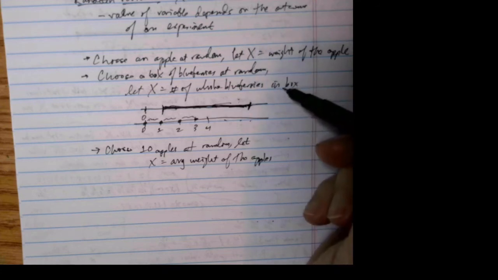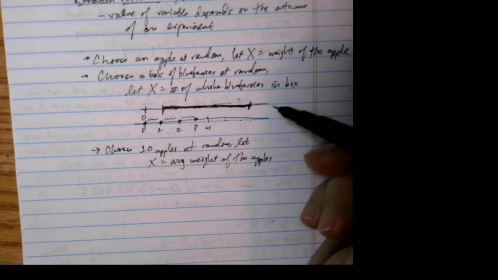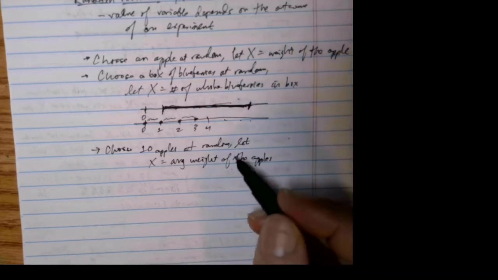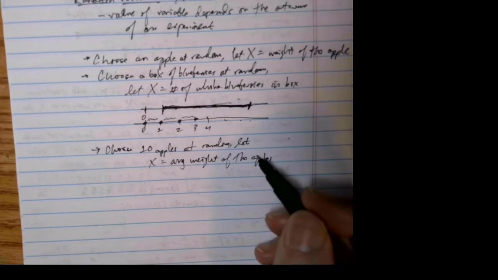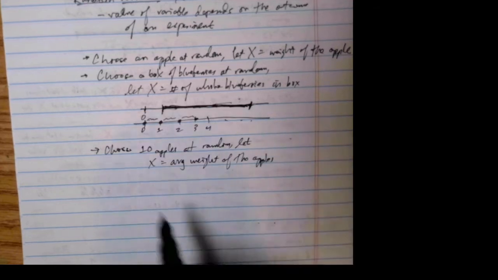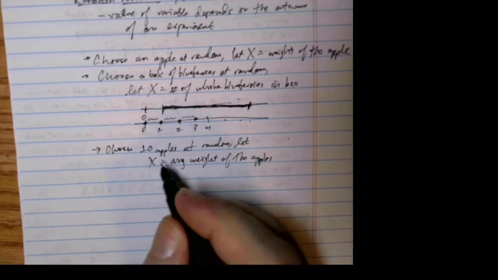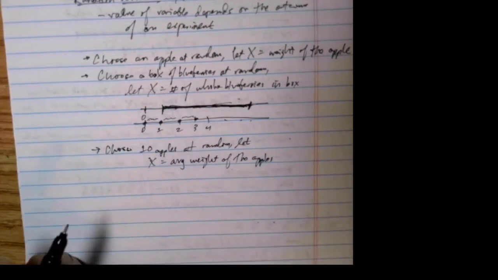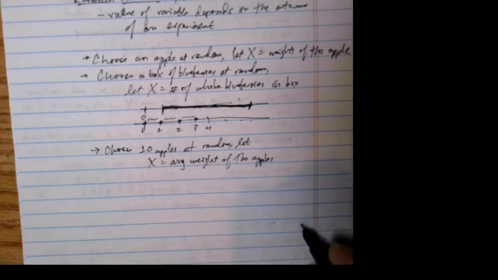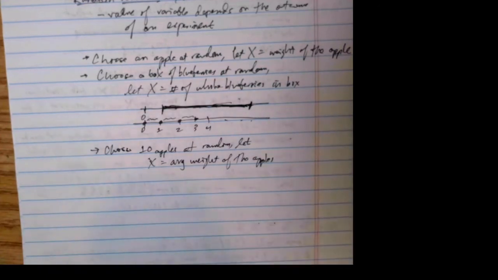You choose a box of blueberries, the number of whole blueberries becomes the value of X. Here, you'd have to choose the 10 apples and then weigh them and make a calculation to get the value of X. So the value of X can depend upon the outcome of an experiment in a sort of indirect way. It doesn't have to be exactly the same as the data you would write down. It could be something calculated from that data. Okay.